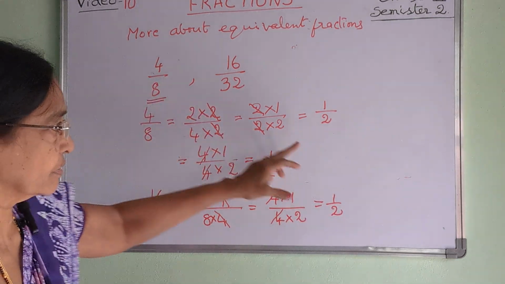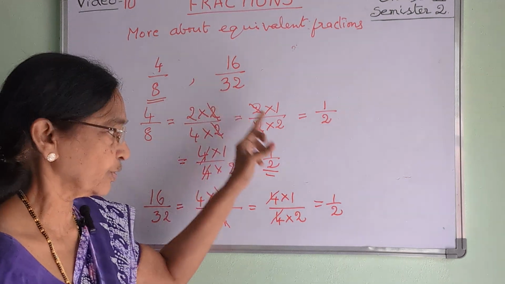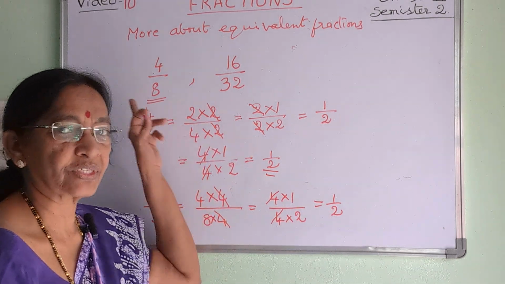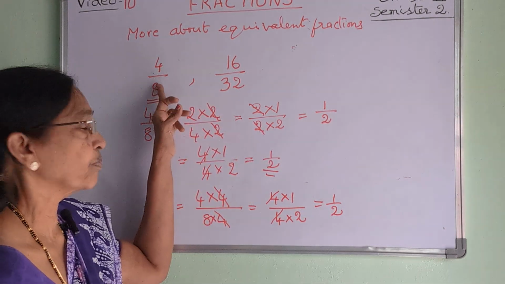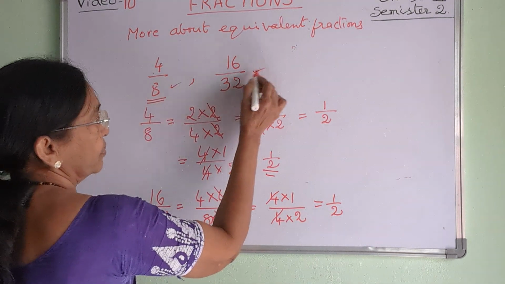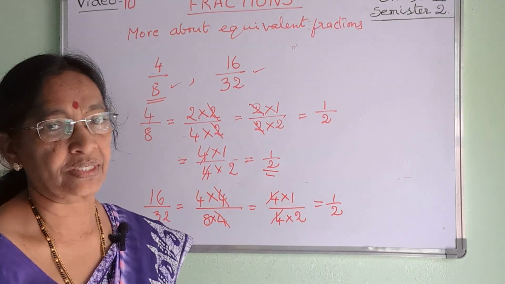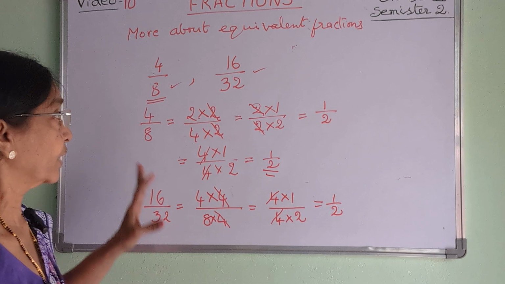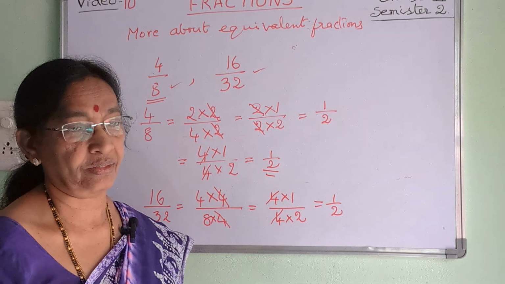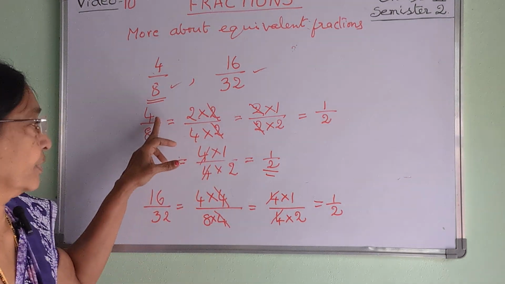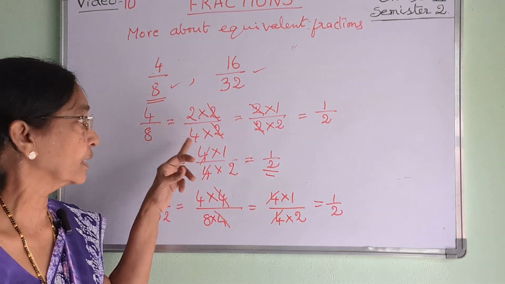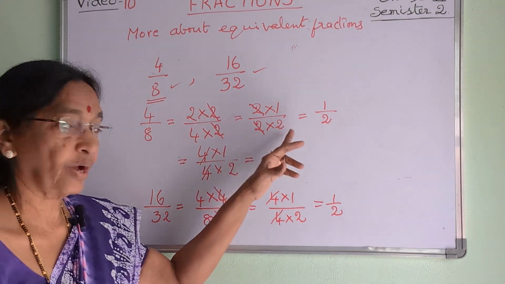Therefore 4 by 8 is 1 by 2 and 16 by 32 is also equal to 1 by 2. This is called the simplest form of this fraction. Both are equal. Therefore 4 by 8 and 16 by 32 are equivalent fractions. Thus we can verify whether the given two fractions are equivalent or not. We have to write both the numerator and the denominator into factors and simplify.